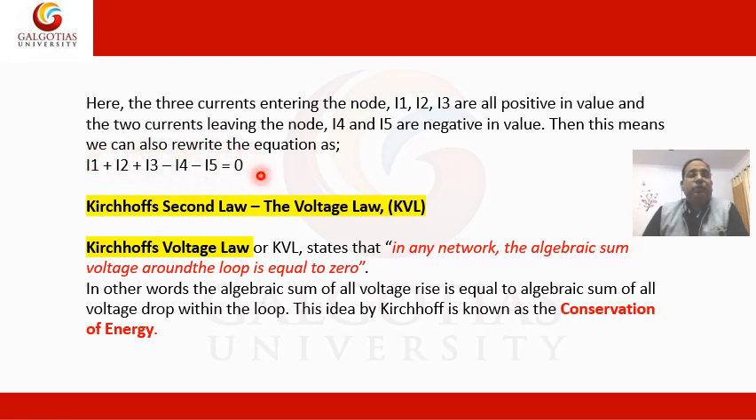Let's have a look at the second law, that is KVL. In any network, the algebraic sum of voltages around a loop is equal to 0. In other words, the algebraic sum of all the voltage rises equals the algebraic sum of all the voltage drops within the loop. It means that for a closed loop, the input voltage equals the sum of all other voltages, or the summation of all the voltages within the loop equals 0. It also denotes the conservation of energy.